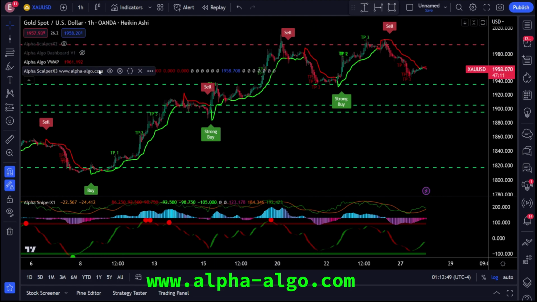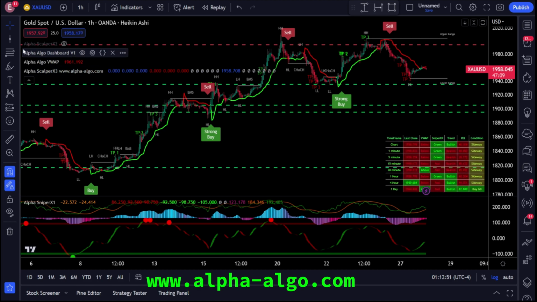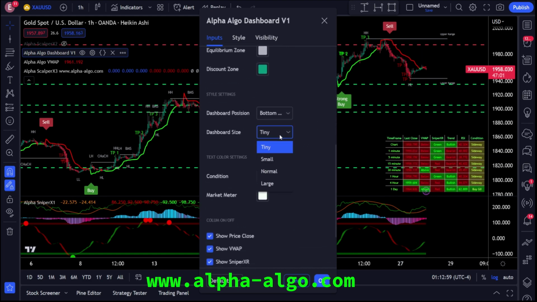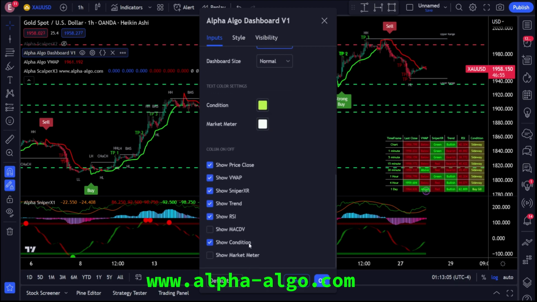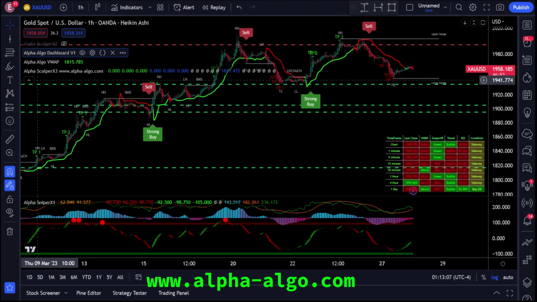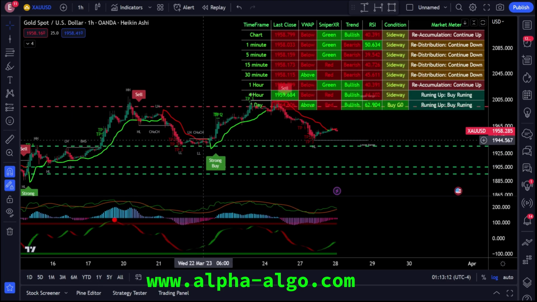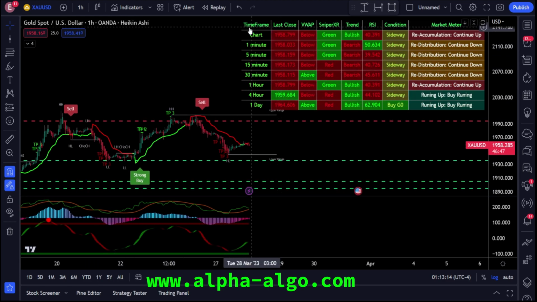Now to top that off, we're going to bring in our amazing scalper dashboard. Our dashboard is not as simple as a dashboard that just shows some random information. The information showing here is really nice confluence information that's measuring different things. As you see, the dashboard is measuring the last close on different time frames.